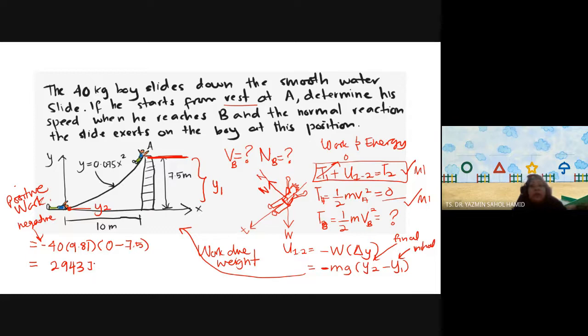So now you need to put this in the equation. Which equation? The one from before, T1. So T1 we have zero plus 2943 equals to 1/2 what? M, our mass, is 40.